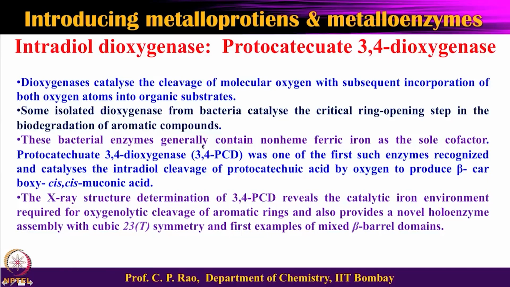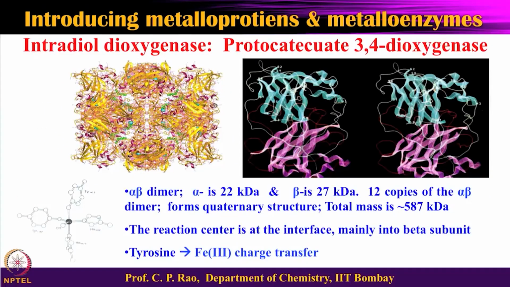So, this is an intradiol dioxygenase where both the oxygens are added to the substrate. It has an alpha beta dimer. Alpha has 22 kilodaltons, beta has 27 kilodaltons, roughly about 50 together. There are 12 such alpha betas. So, 12 into 50 is 600, roughly 580, 590. It forms a quaternary structure in total.